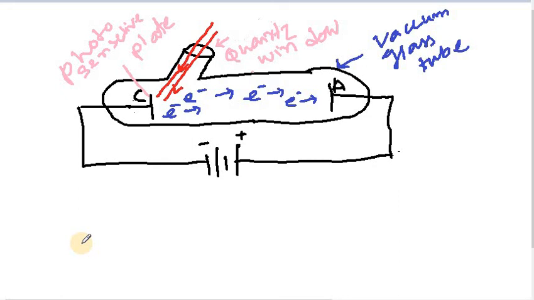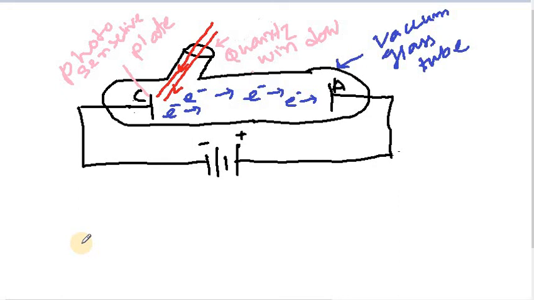The main reason is that if we look into the electromagnetic spectrum, we observe that UV light has a shorter wavelength, which means it has a higher frequency, which means it is higher energy light. So that's why it can emit electrons from these metals.